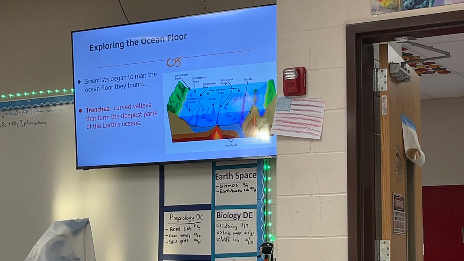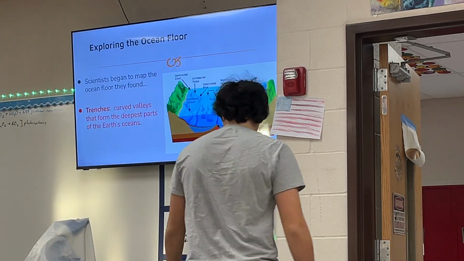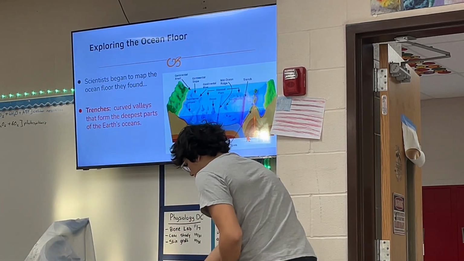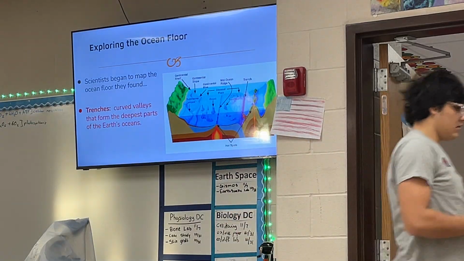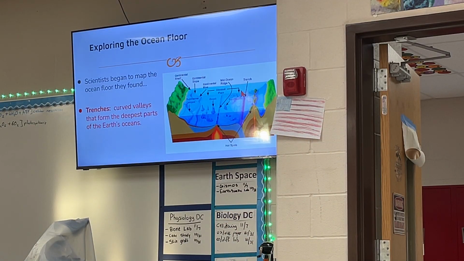The scientists began to map the ocean floor. They found a lot of interesting things. One of them was the trenches, and these trenches are like these curved valleys, which we already discussed. It's where the ocean floor is dipping down underneath a continental plate. Usually it is happening off the coast because it's not like you have a continent and boom, right there is the edge of the plate.